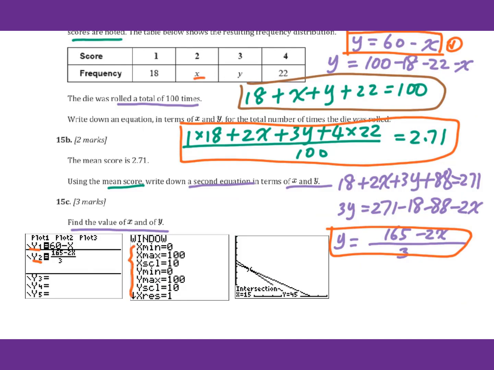Because we do know the domain for x and y will be between 0 and 100, that's the reason I set up the window like this. Then I get these two graphs with an intersection at 15, 45. Therefore, x equals 15, y equals 45.